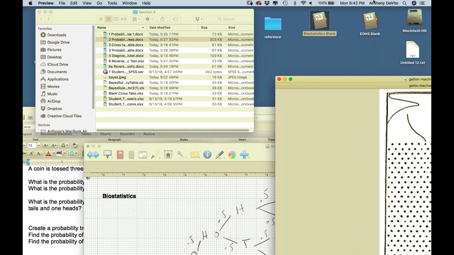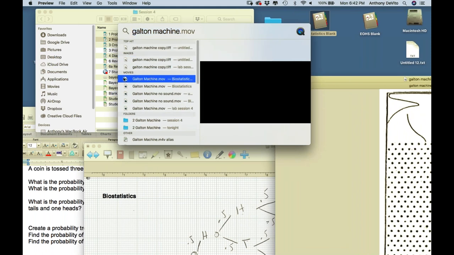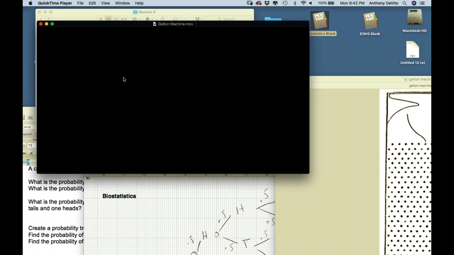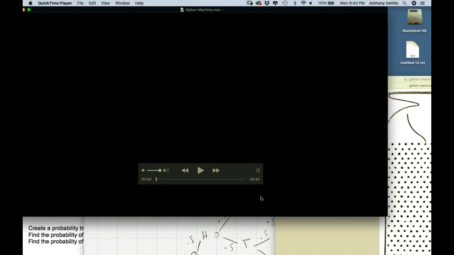Okay, and let me see if I can't get back to this. Hopefully I can get a version of this that's big enough. Okay. See if this works.